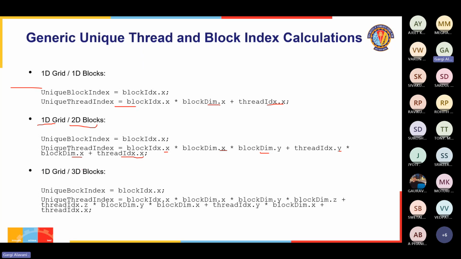If it is a 1D grid and 3D block, again the block index will remain unique because it is a 1D grid. The thread index will involve multiplication of the y as well as z indices with the block dimensions because it's a 3D block. Again, you have to multiply threadIdx.z into the block dimension, and threadIdx.y into block dimension of x, plus threadIdx.x.